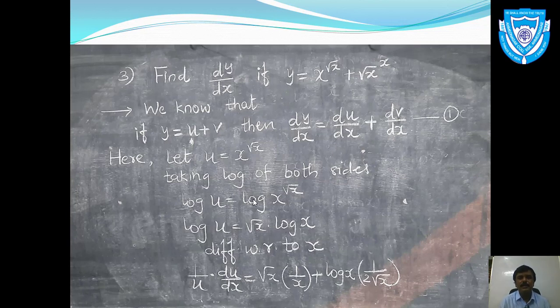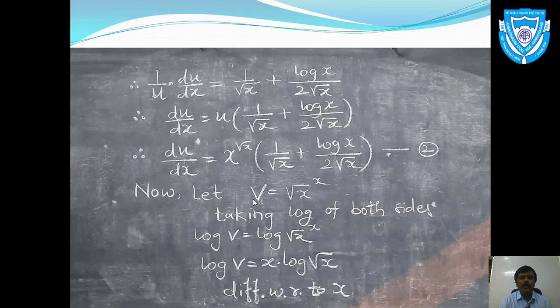At the right hand side you can see there is a multiplication of two different functions, that is root x and log x. Let us use the product rule to find the derivative of the right hand side, that is root x into 1 upon x plus log x into 1 upon 2 root x. If we simplify it more at the right hand side, we'll get 1 upon root x plus log x upon 2 root x. मतलब right hand side को और simplify करने के बाद what do we get? We get 1 upon root x plus log x upon 2 root x.